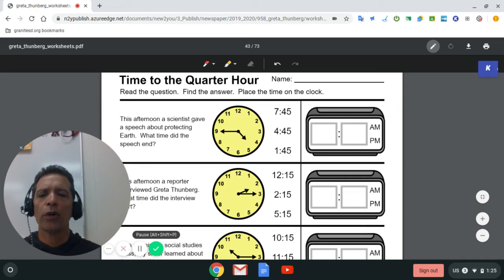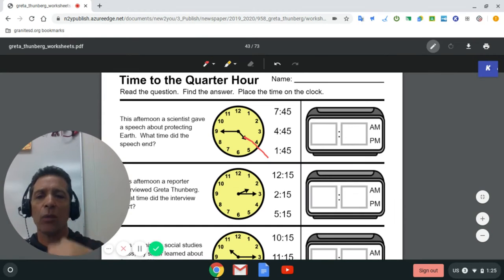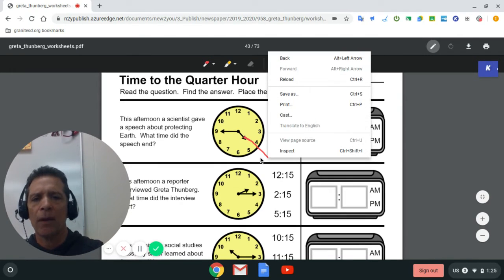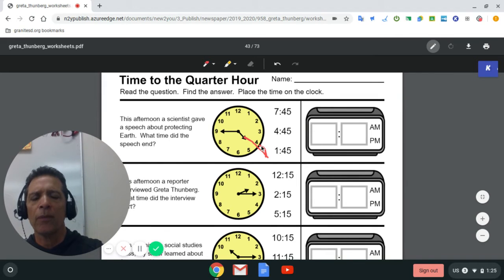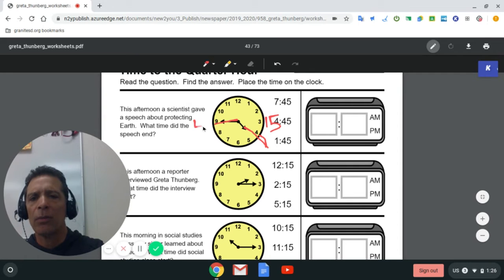Next is time to the quarter hours. Once again, we look at the shorthand. Between two numbers, the 4 and the 5, we say what? The 4 first. 4 first here. Remember, if the longhand is at the 3, it's 15 minutes past the hour. But this one, the longhand is at the 9, so how many minutes past the 12? It's going to be what? 45.